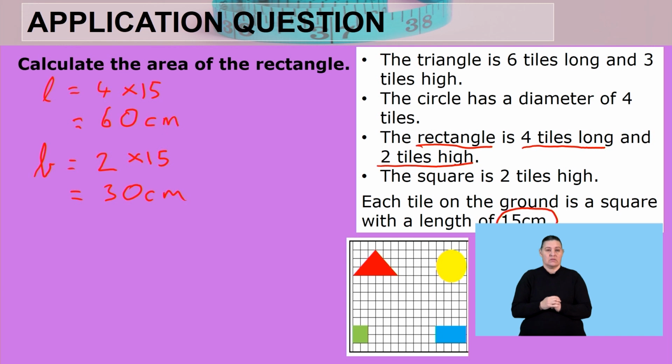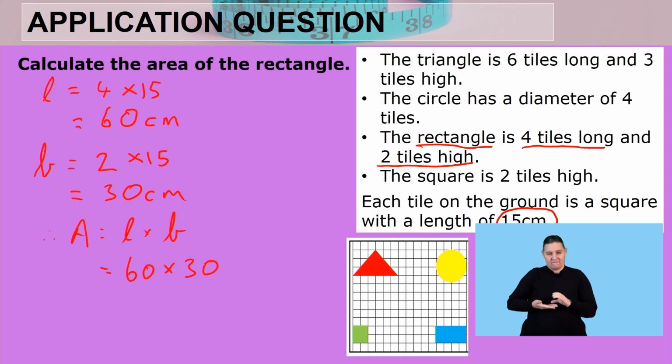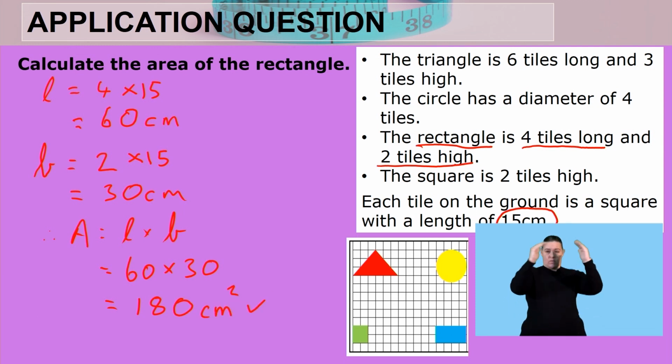I've got the length, I've got the breadth. Let's use the formula. Therefore, area is length times breadth. All right, 60 times 30 gives me 180 centimeters squared. Nice work. Let's move along. All right, the next question.